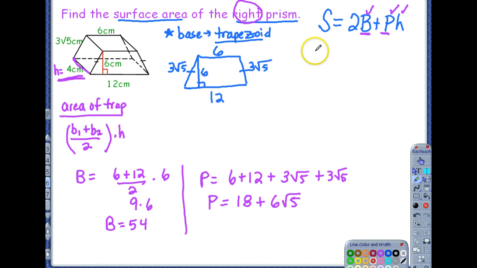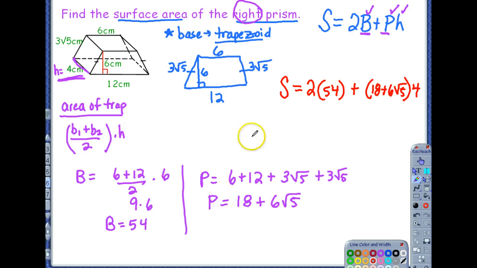All right, so find the surface area. We're going to put it all together. 2 times the base area, so that's 54. And then we're going to add in the perimeter, which is 18 plus 6 radical 5, times the height, which is, what did we say the height was? The height of the whole prism was 4, sorry. Okay, so here's the deal, guys. However you do this, because there are units, you could go ahead and round first. It's up to you. I'm going to leave it as exact as possible.